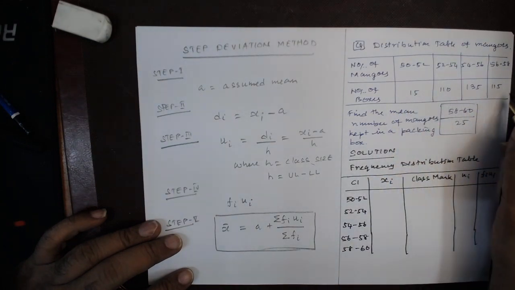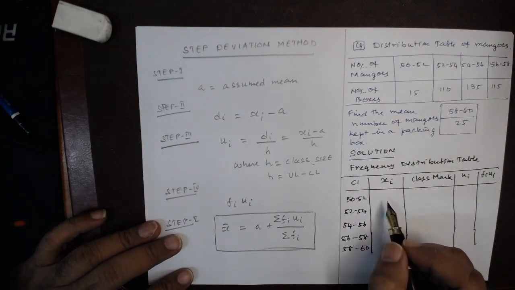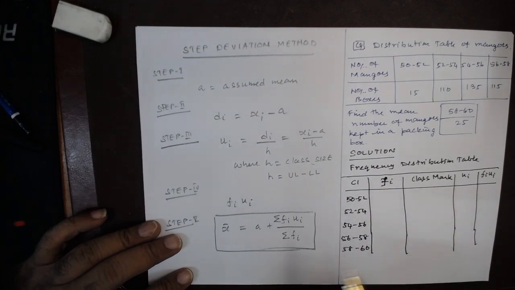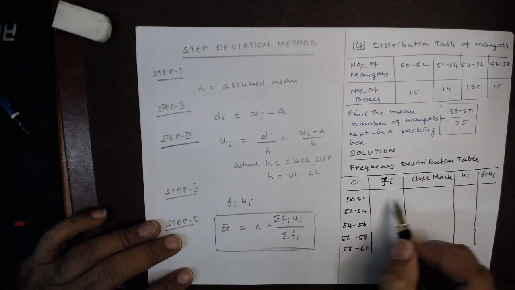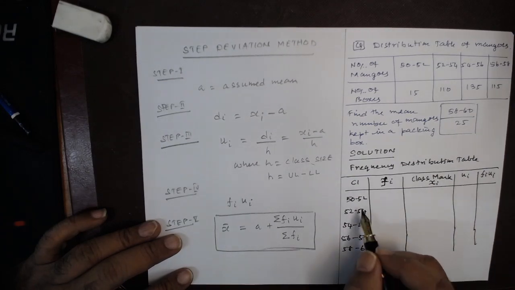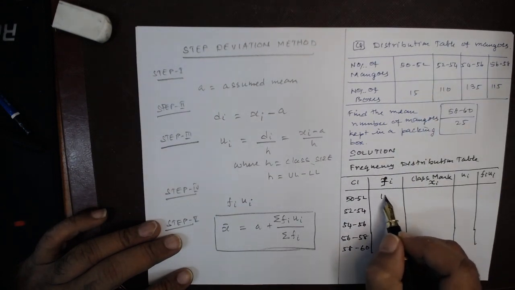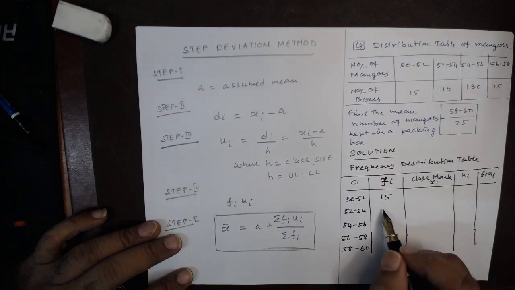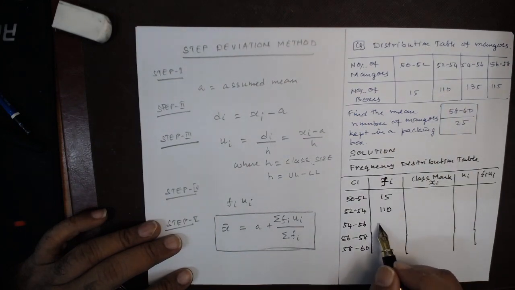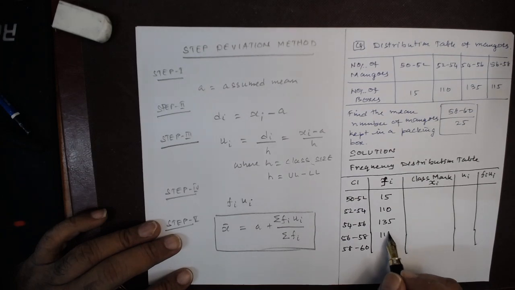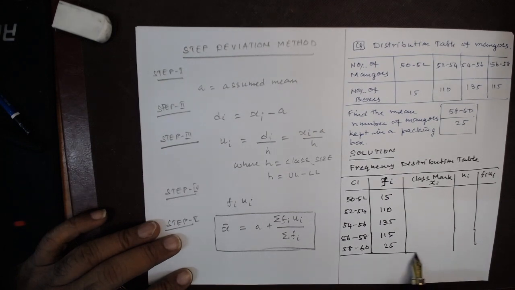The number of boxes is actually fi because it is frequency, and the class mark is xi because that is the observation. So 50 to 52 has 15 boxes, and this is 110, then 135, and then 115, finally 25, right?